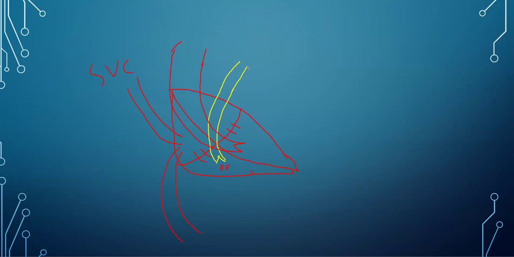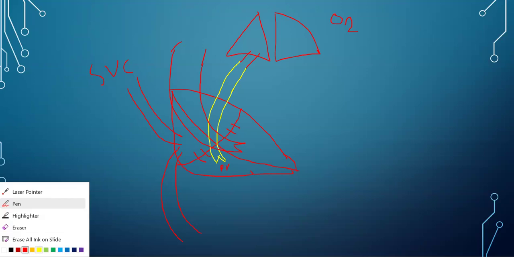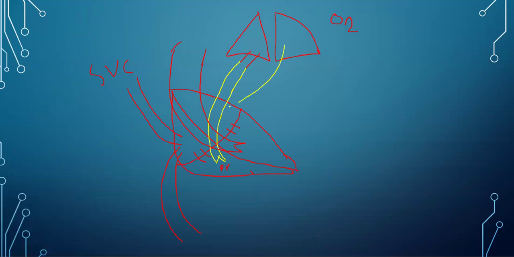Okay? Now, through the pulmonary artery, the blood will enter into the lungs. In the lungs, it will become oxygenated. All of this blood is venous blood, so deoxygenated blood is here. Once the deoxygenated blood enters into the lungs, it will become oxygenated. Then the oxygenated blood will be carried by the pulmonary vein. So the pulmonary vein will carry the oxygenated blood into the left atrium.